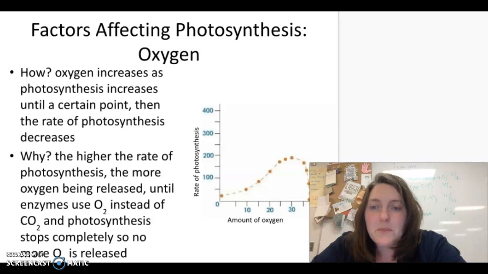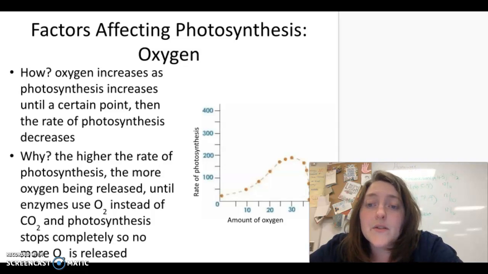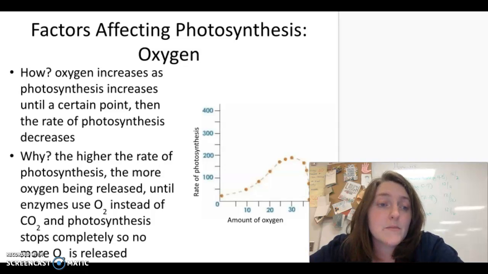So it kind of becomes a competitive inhibitor when you produce too much. It's kind of a way for the plant to say, stop, I've done enough. I need more CO2 before I can move on. I need to get rid of this oxygen. So oxygen will increase as photosynthesis increases. However, if there's too much oxygen, it will act as a competitive inhibitor and block those enzymes.